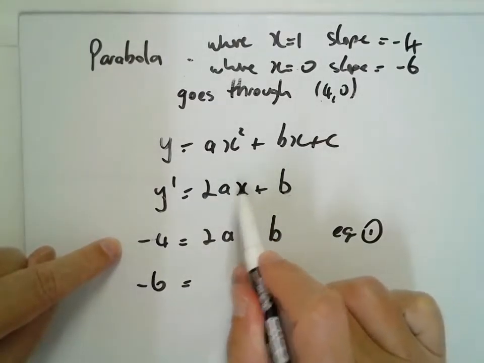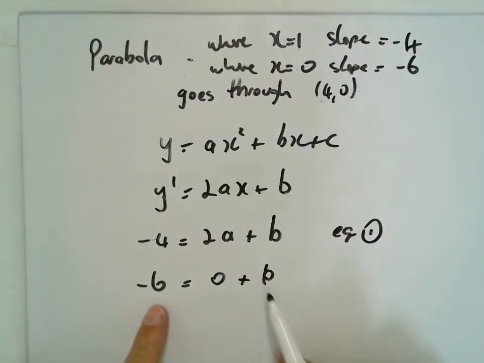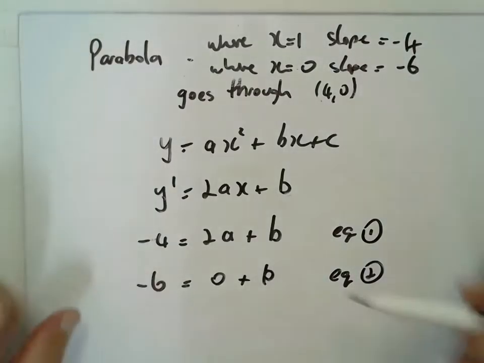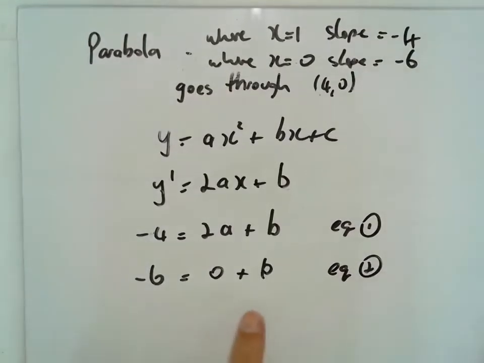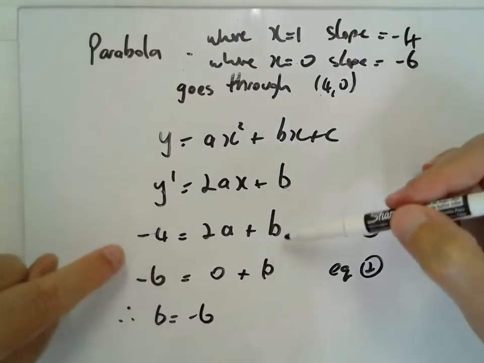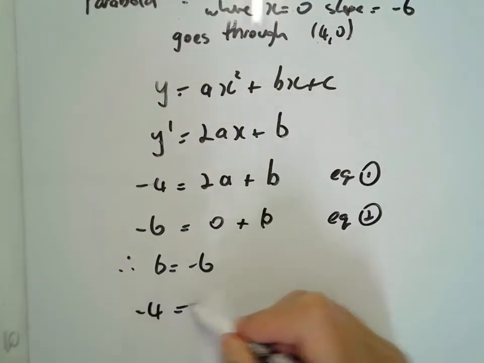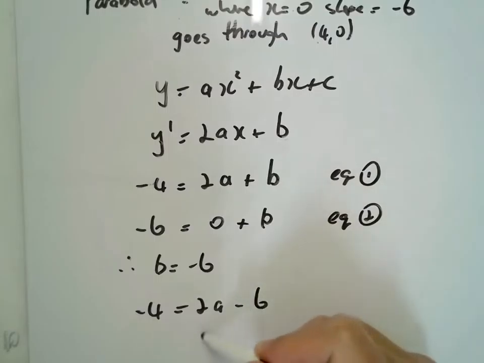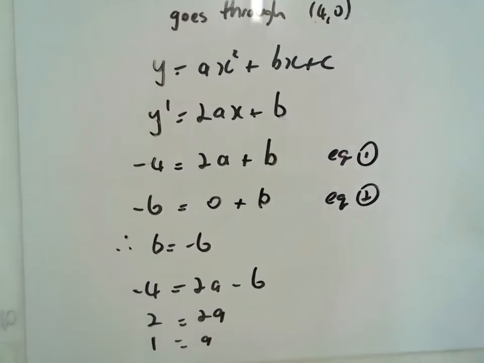x is 0. What's 0 times 2a? Oh my gosh, look at that. b is minus 6. Isn't that nice and easy? So potentially, if that's not 0, you're going to get simultaneous equations, but by now they're pretty easy. Anyway, this is pretty easy. b is minus 6. Therefore, b equals minus 6. And if that's minus 6, we're going to go minus 4 equals 2a minus 6. 2a equals 2. a equals 1.